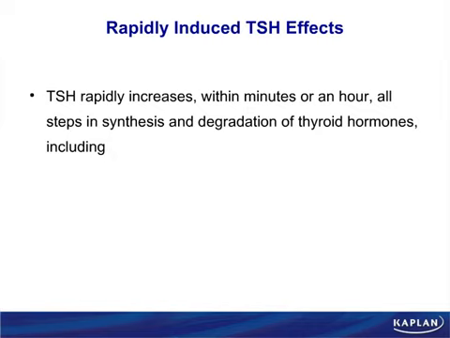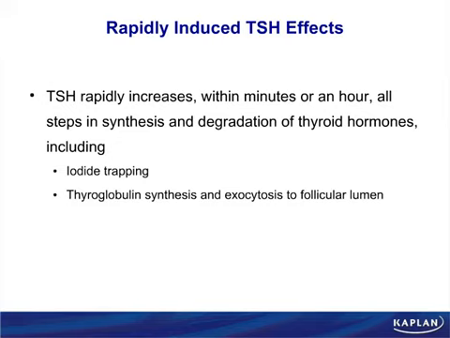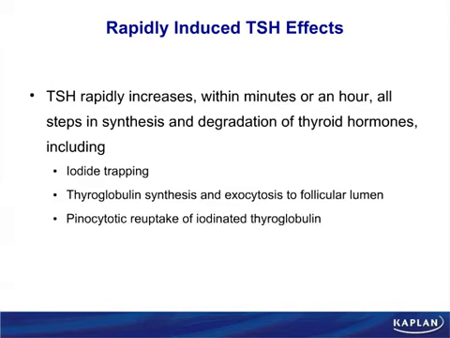Now, the fastest of the TSH effects is that within minutes or an hour it increases all the steps in synthesis of thyroid hormones. The iodide trapping, remember, sodium and iodide, thyroglobulin synthesis off those ribosomes, including glycosylation in the endoplasmic reticulum. And it hangs out there in the lumen of the thyroid follicles until it needs to be used. TSH also stimulates the release of T4 into the blood, the same way it takes the vesicle of preformed colloid and hormone and just pinches off a little bit and sends it off into circulation.